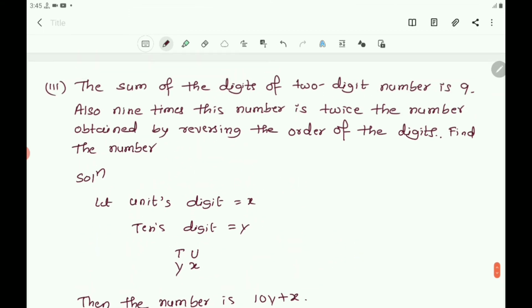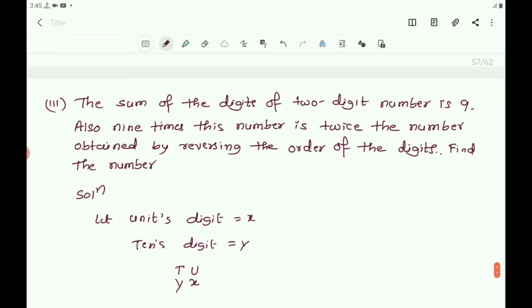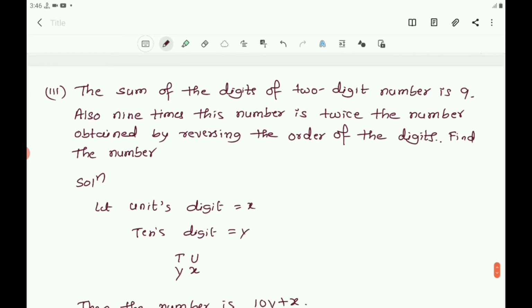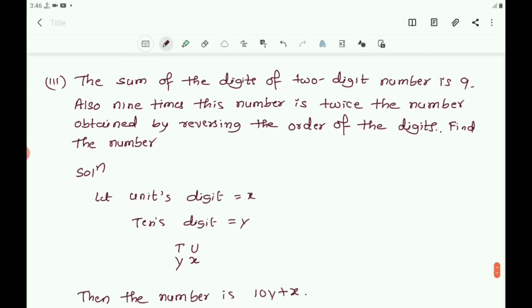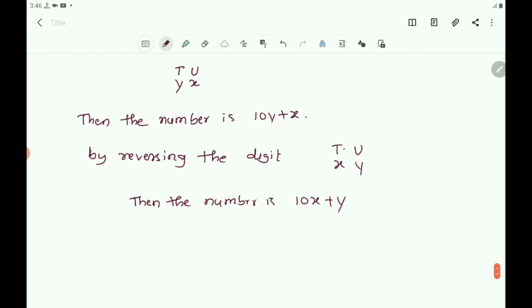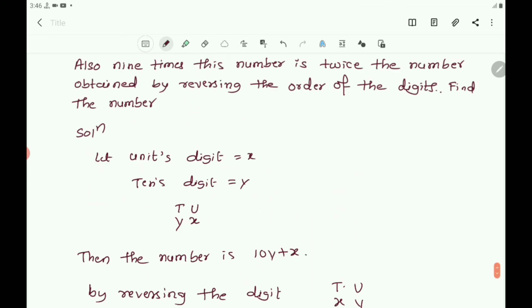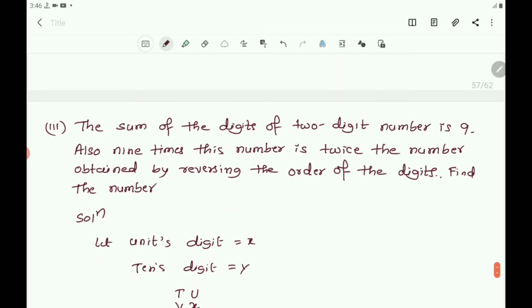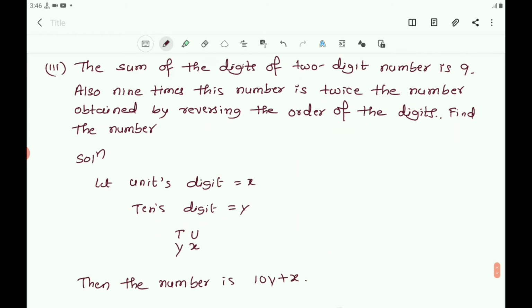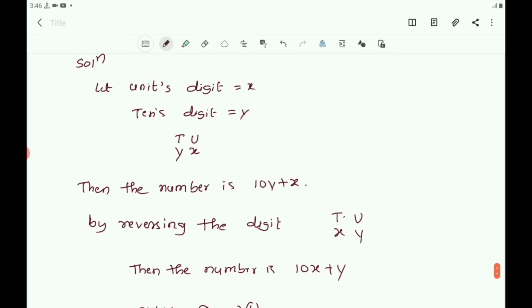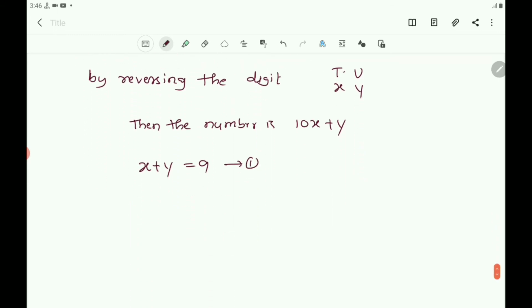And here what they told, the sum of the digits of the two-digit number is 9. That is the first condition, x plus y is equals to 9. So, you got the first equation. Next here, 9 times this number is twice the number obtained by reversing the order of the digits. 9 times this number means 9 into 10y plus x is equals to what?